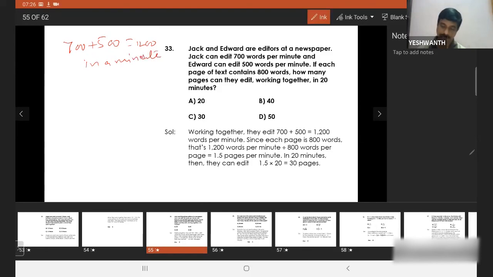Okay, children. Now, so now what is that? He says 800 words. Total number of words that need to be edited are 800. So what is the rate of editing? 1200 by 800. So this is 0 zeros gets cancelled, 8 ones are 8, 8 fives 40. So 1.5 pages per minute.